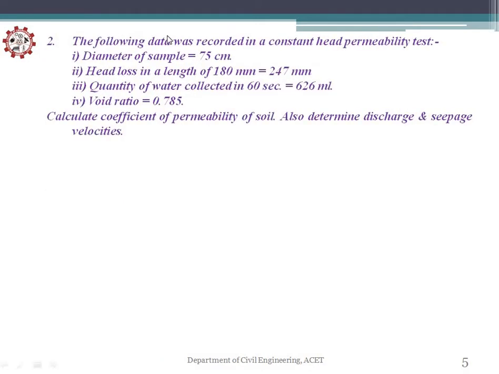Next, the following data was recorded in a constant head permeability test. Diameter of the sample 75 centimeter, head loss in a length of 180 mm is 247 mm. Quantity of water collected in 60 seconds is 626 ml and void ratio is 0.785. So calculate the coefficient of permeability of soil. Also determine discharge and seepage velocities.